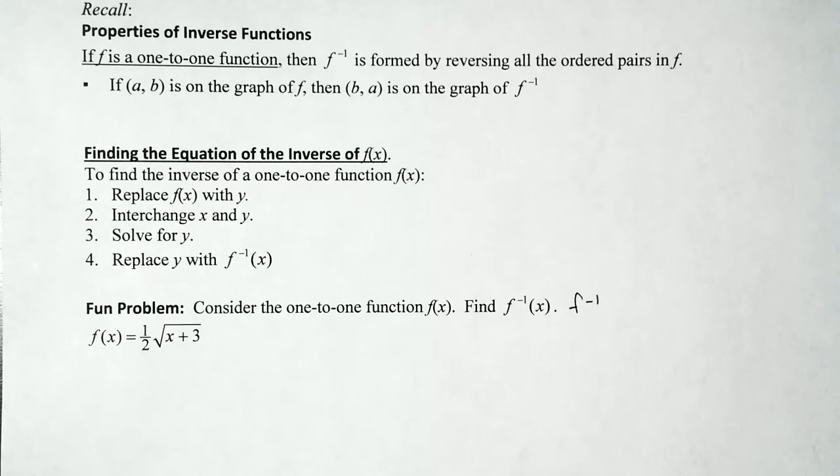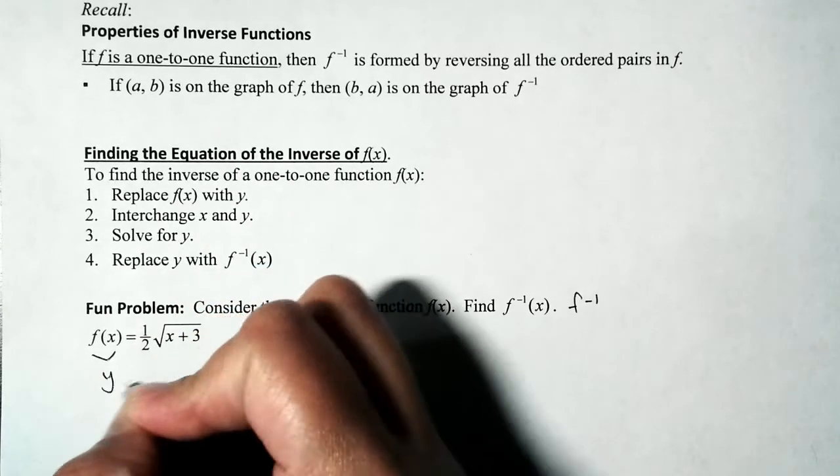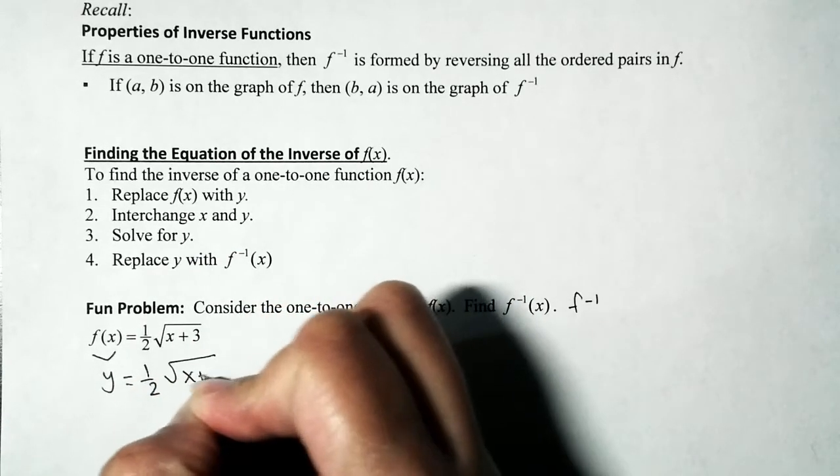How are we going to find the equation of the inverse? The first thing that we want to do is get out of function notation. So we're going to replace f of x with y, and that will leave us with y equals 1/2 times the square root of x plus 3.